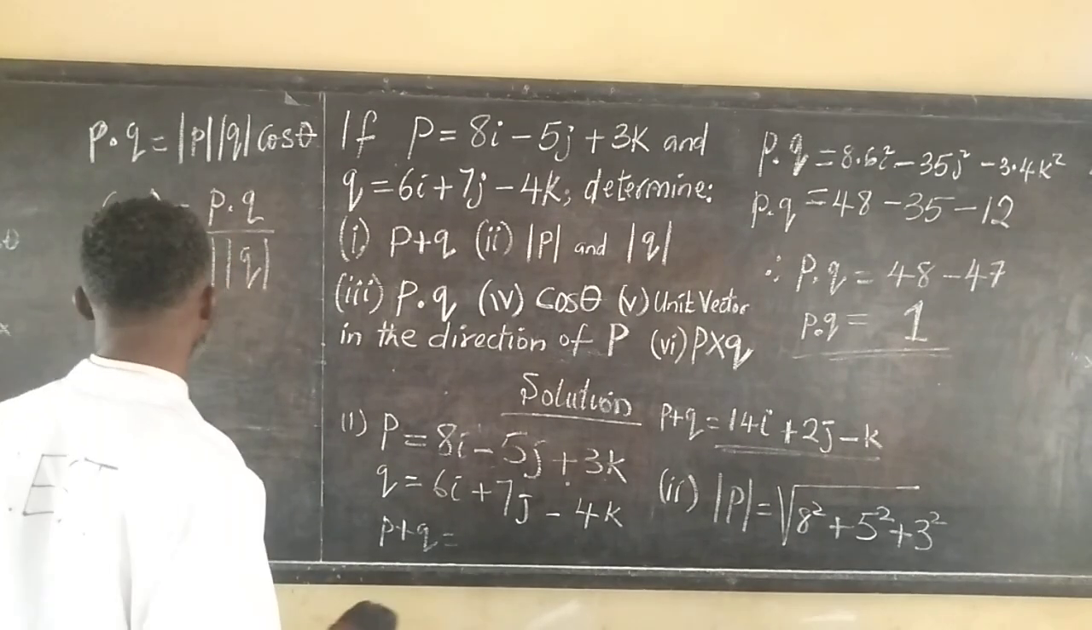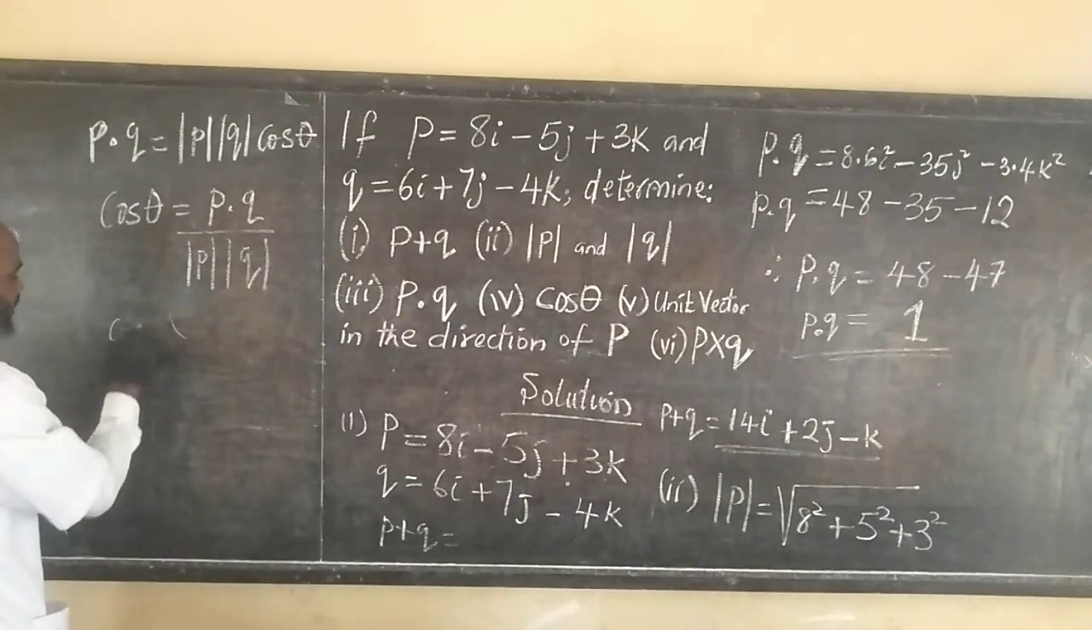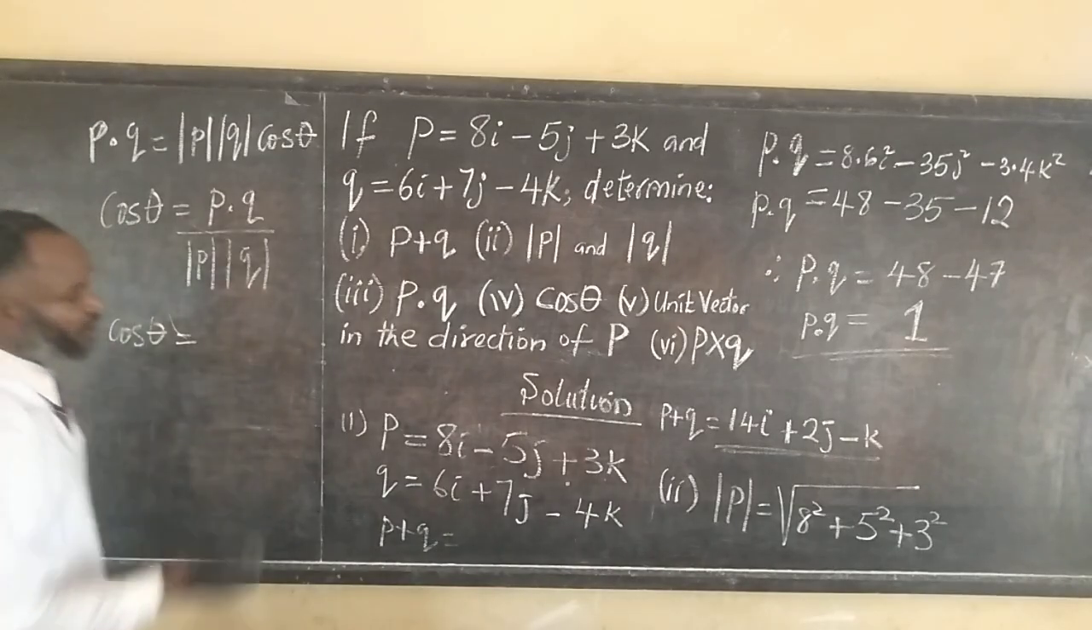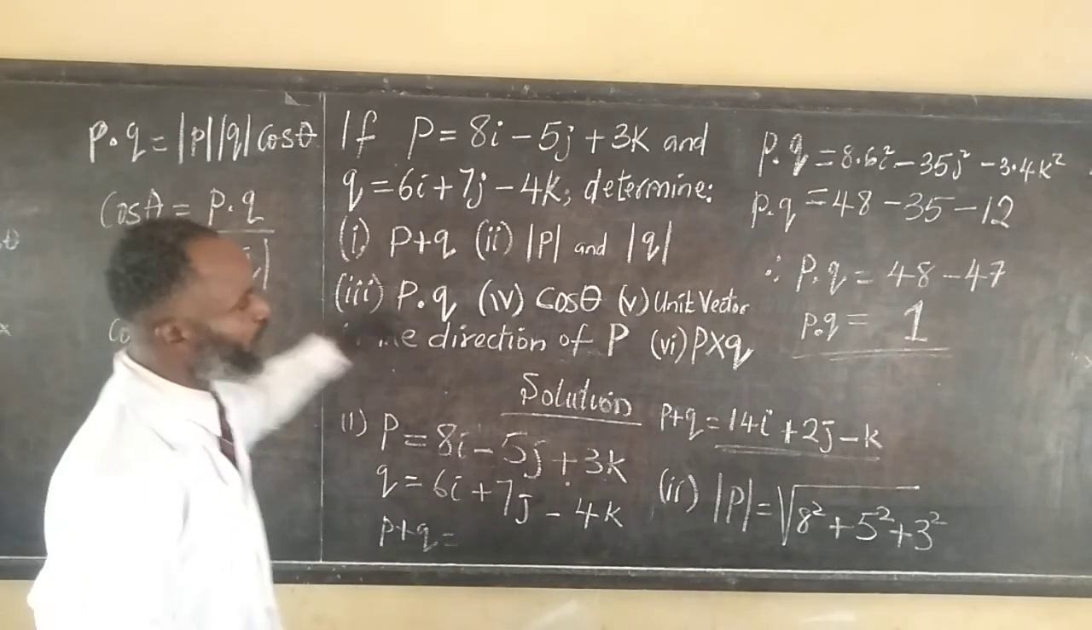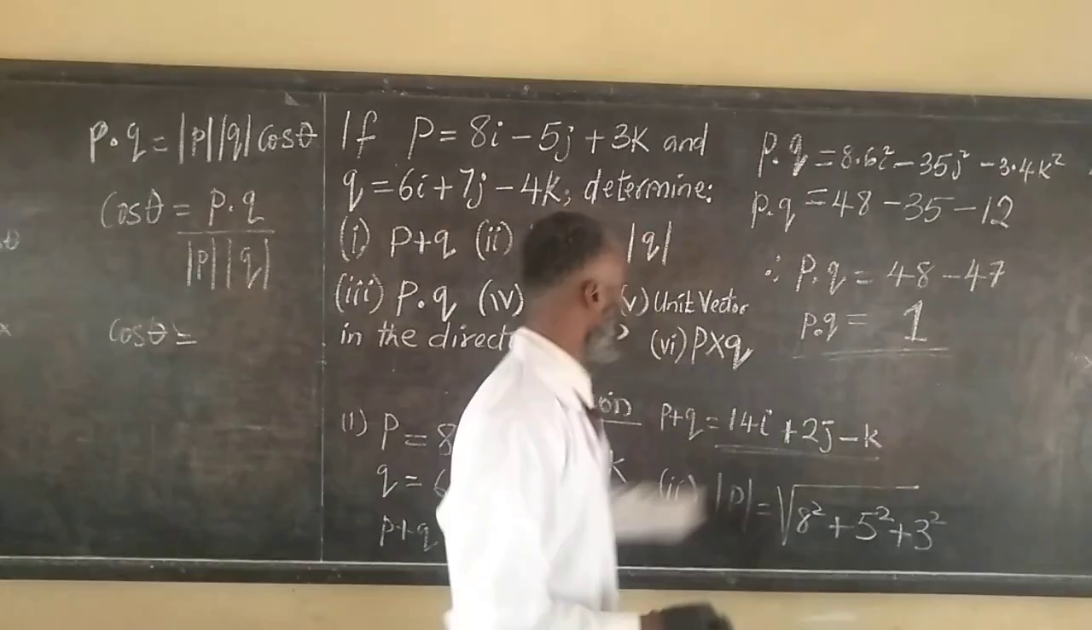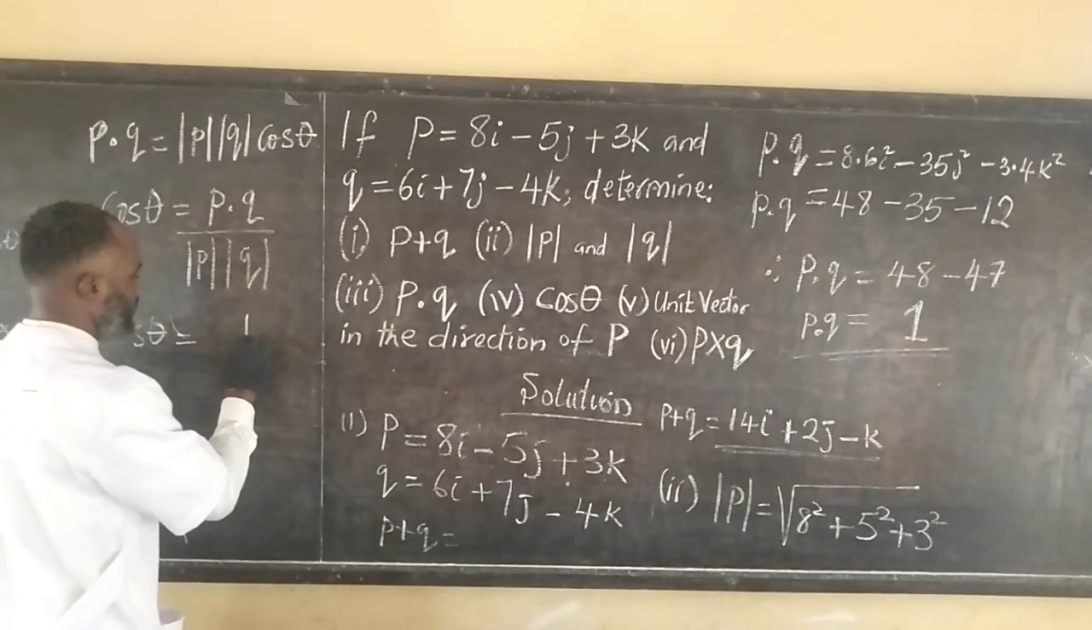Alright. Then go ahead and substitute. Don't waste any time. Go ahead and substitute where you have P dot Q, which is 1. We put 1 all over.